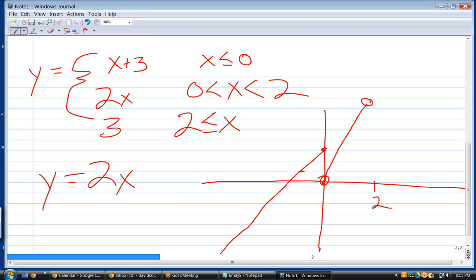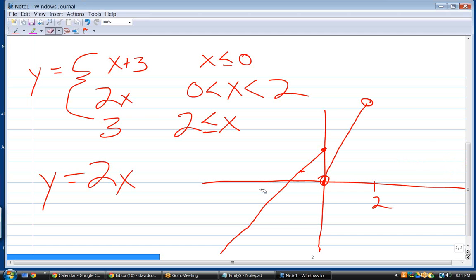And why does it end where it does? It ends there because our domain is 0 to 2 for that part of this function. So we only are going to graph points between 0 and 2. In other words, this thing doesn't keep going in either direction. And finally, the third part is x greater than or equal to 2, which means everything in that direction there.